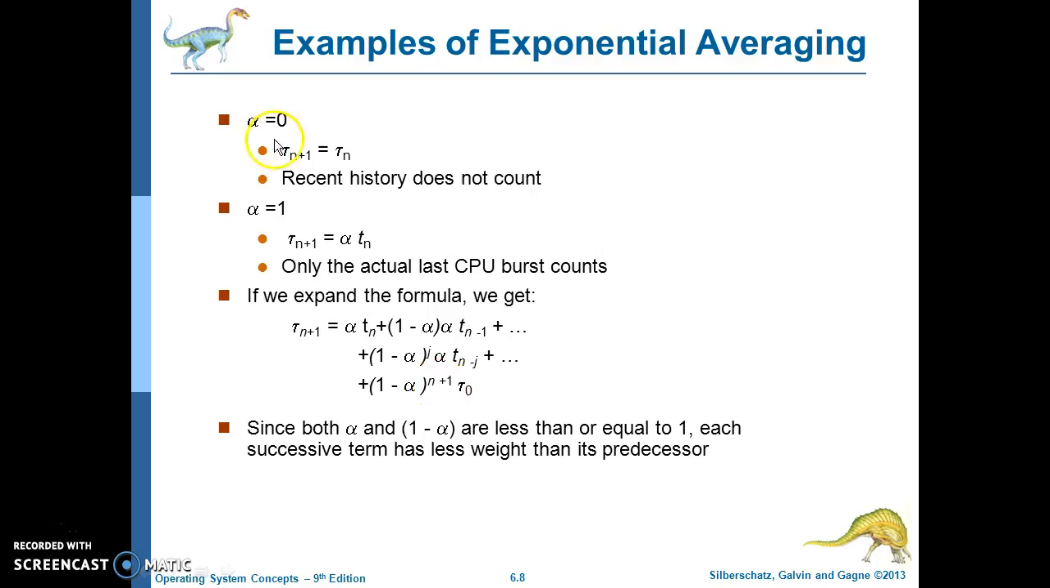However, if alpha is equal to 0, tau of n plus 1 equals tau n, which means recent history, the current CPU burst, doesn't have any effect. If alpha equals 1, tau of n plus 1 equals Tn, which means only the last actual CPU burst is taken into consideration.